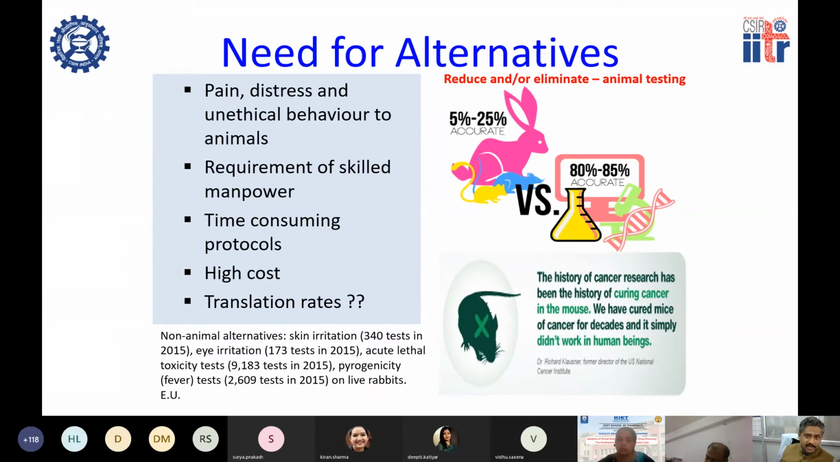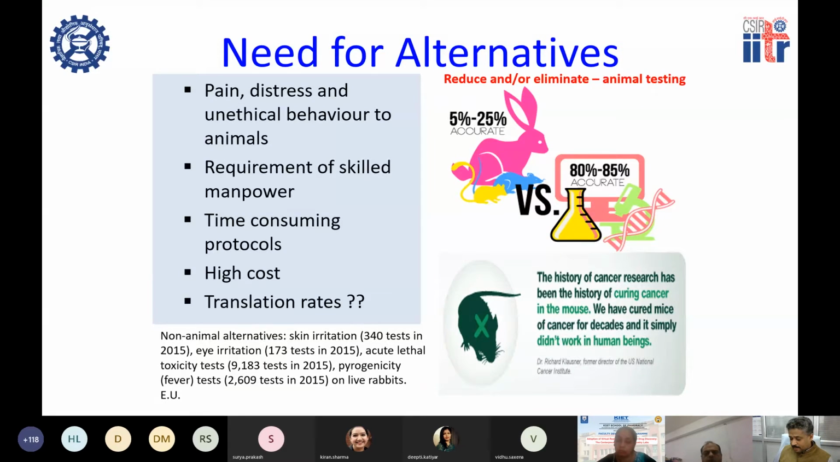Another important thing is that we definitely need alternatives, not only for the pain, distress, or use of animals, but also because of how accurate they are. According to the information provided by the US National Cancer Institute, the rodent model is only 5 to 25% accurate, while in vitro methods based on precise screening are about 80% accurate.